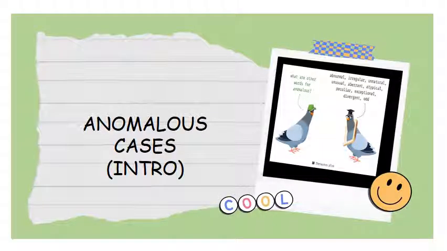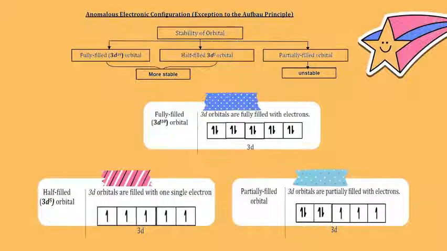Moving to anomalous cases. Anomalous mean irregular, unnatural, unusual. Maksudnya kes-kes terpencil lah. Okay, yang jarang orang lain kena tapi elemen itu mempunyai kes terpencil ini. So let's see apakah dia punya introduction. Anomalous cases untuk electronic configuration yang mana dia tak mengikut Aufbau principle, it depends kepada stability of the orbital.